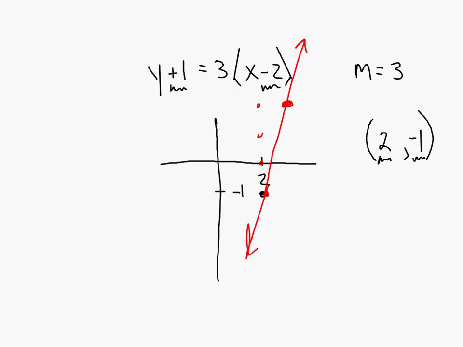In the second part of your assignment today, you're going to be asked to write an equation in slope-intercept form.